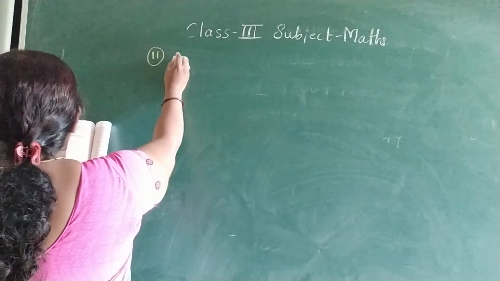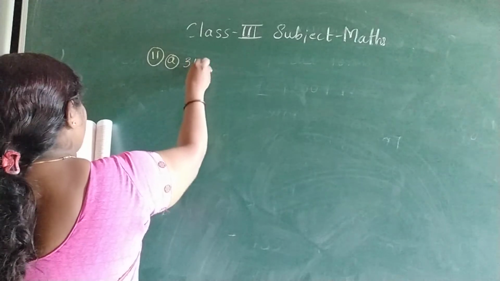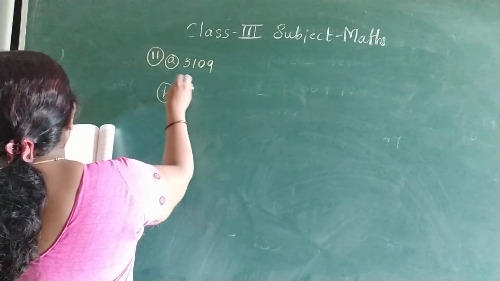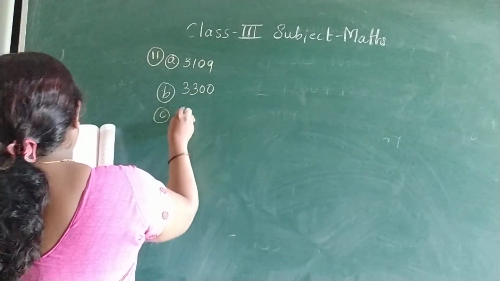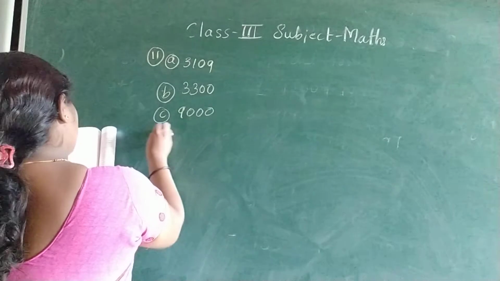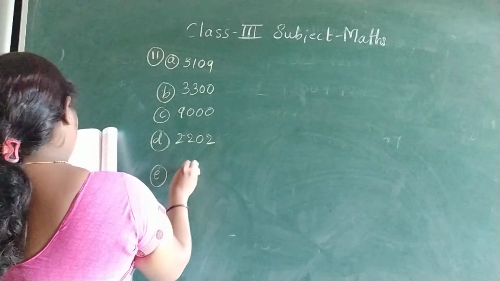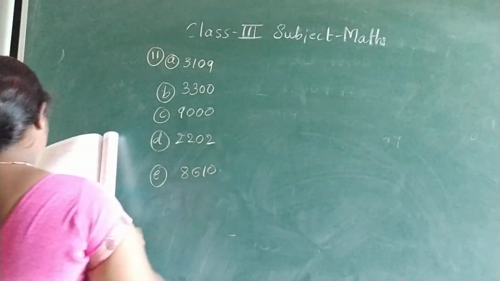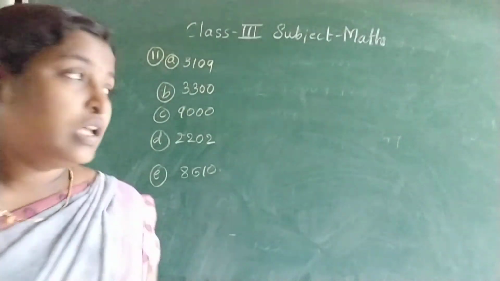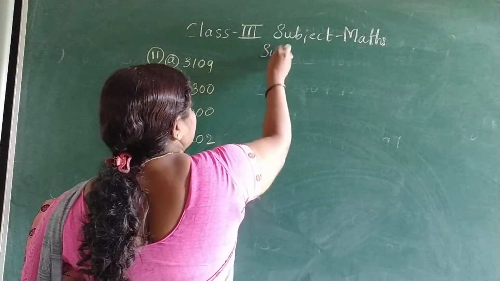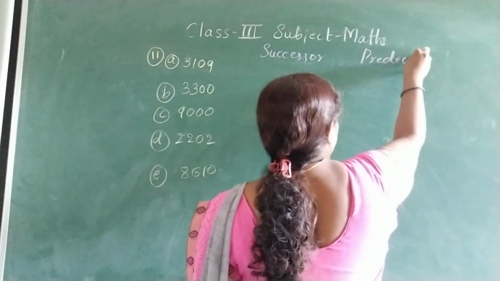11th question. A, 3,109. B, 3,300. C, 9,000. D, 2,202. E, 8,610. Okay, just see this. So first we will write successor and predecessor.